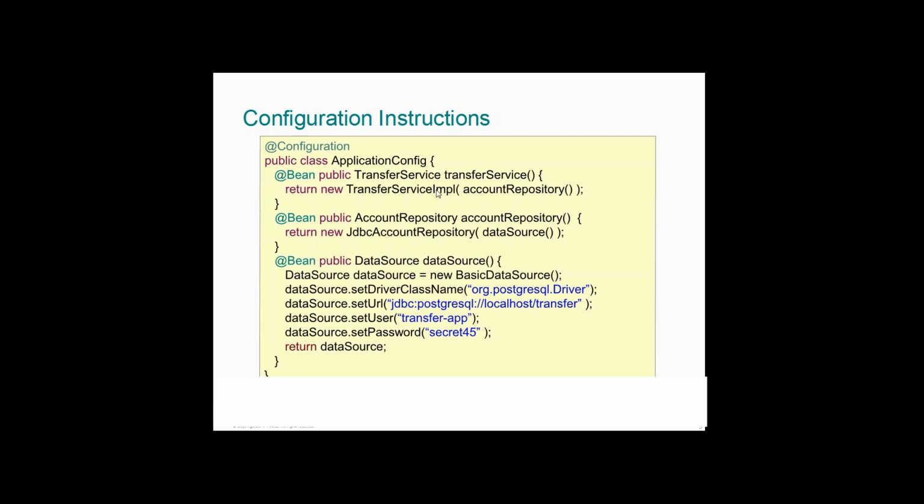Now this transfer service implementation requires the JDBC account repository object, which is of account repository type, so that is getting injected here. And before you create a JDBC account repository, you need a data source. This data source doesn't have any dependency on anything else other than some configuration. So this gets created and injected here, and then this object gets created and injected here. Okay, that's one thing.